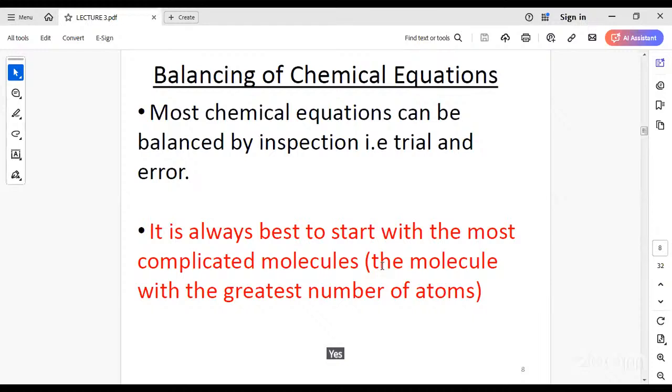So if you have, let's say, your potassium chlorate, sorry, this is an arrow. I don't know why it's not working well. Going to your potassium chloride plus oxygen.